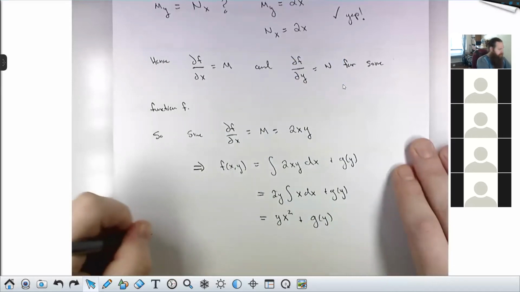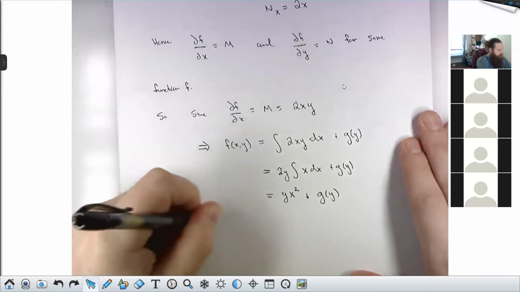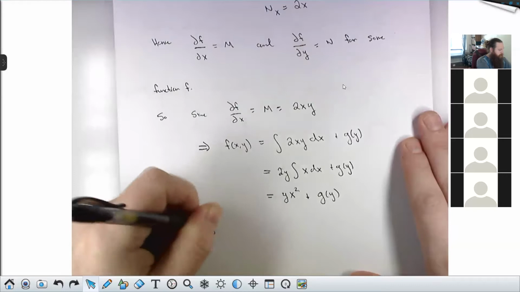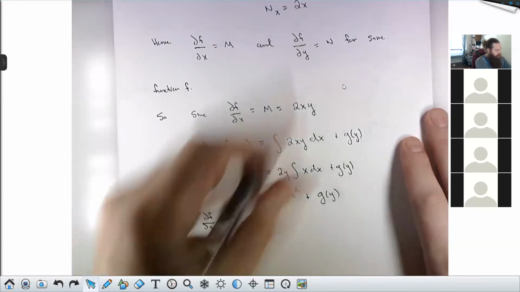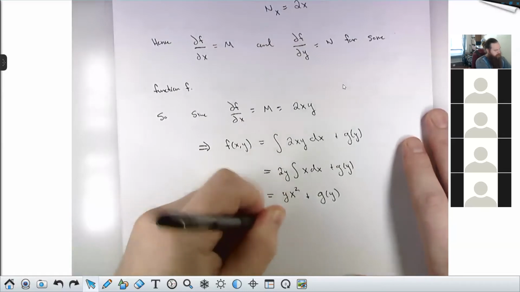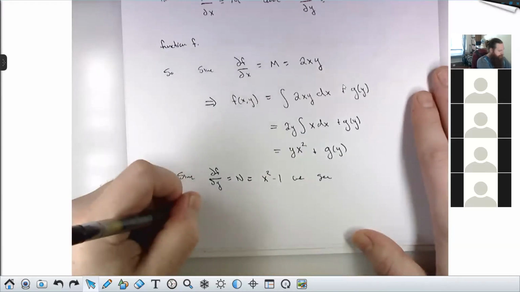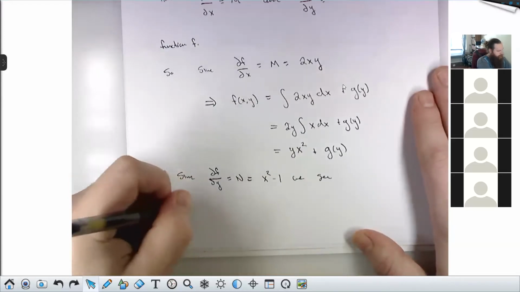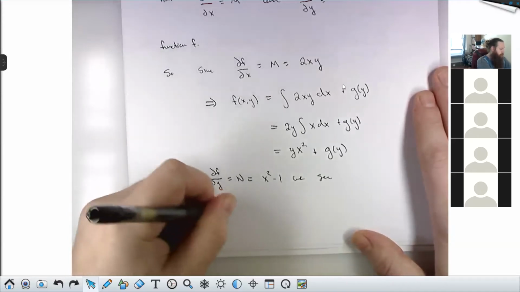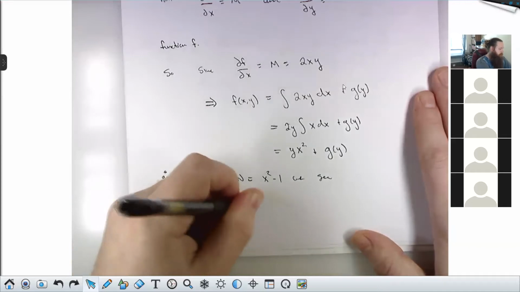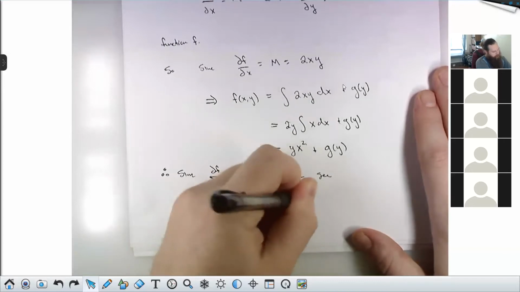So therefore, since df dy is equal to n, which is x squared minus 1, we see that d dy of y x squared plus g of y, this all should be equal to x squared minus 1.